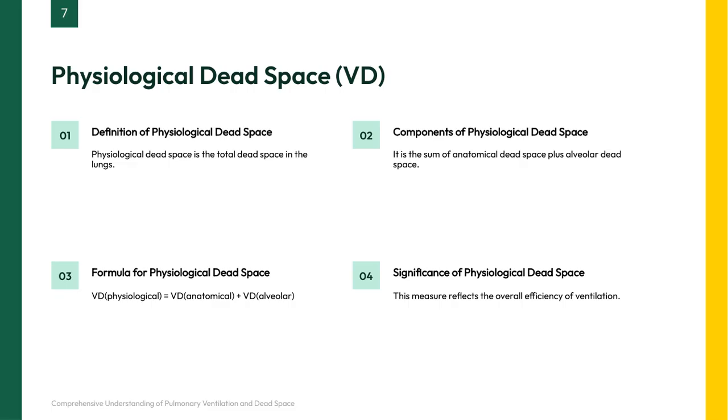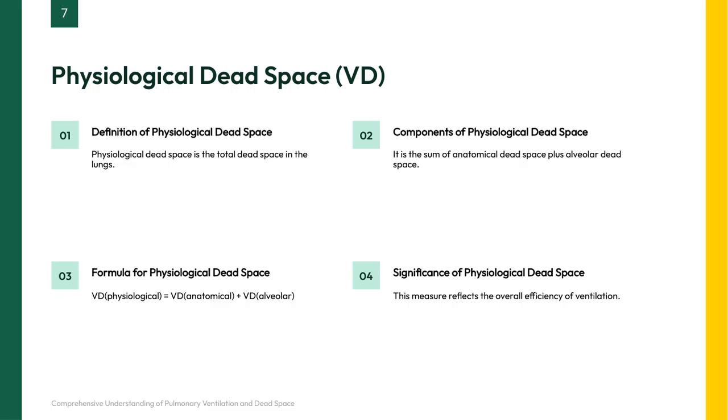The formula for calculating physiological dead space is straightforward. It's the sum of these two parts. Anatomical dead space refers to the air in the conducting airways, like the trachea and bronchi, where no gas exchange occurs. Alveolar dead space, on the other hand, involves alveoli that are ventilated but not perfused or participating in gas exchange at that moment. So, when we say physiological dead space is the total dead space in the lungs, we're acknowledging that it includes all the areas where air is present but gas exchange is either limited or absent.